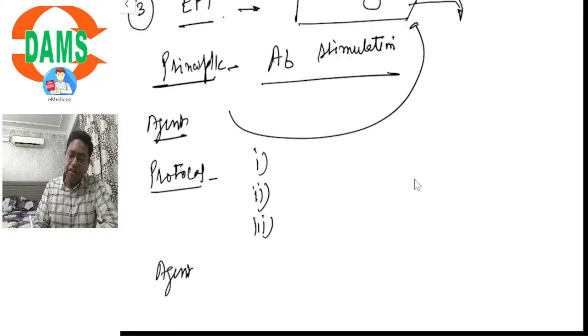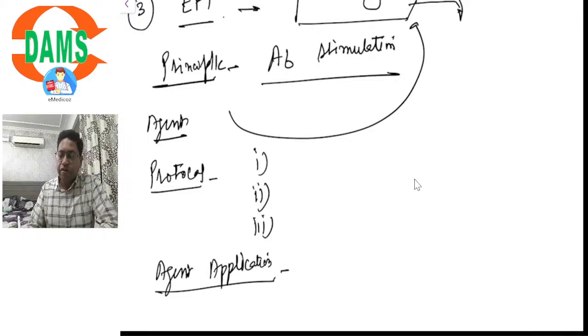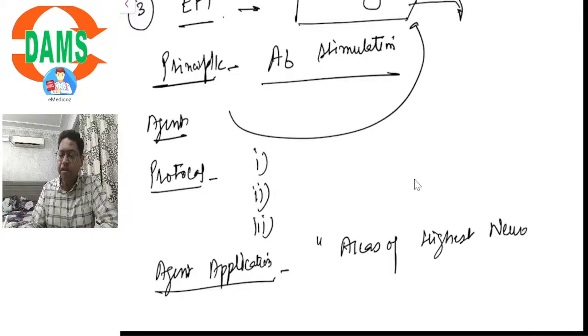Agent application, or we can say electric pulp tester application. The general rule is that we have to apply in areas of highest neural density.